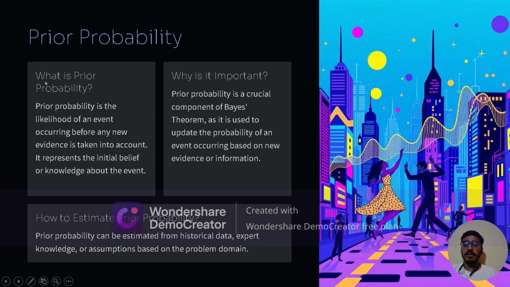Prior probability. What is prior probability? Prior probability is the likelihood of an event occurring before any new evidence is taken into account. Why is it important? Prior probability is a crucial component of Bayes' theorem, as it is used to update the probability of an event occurring based on new evidence or information. How to estimate prior probability? Prior probability can be estimated from historical data, expert knowledge, or assumptions based on the problem domain.